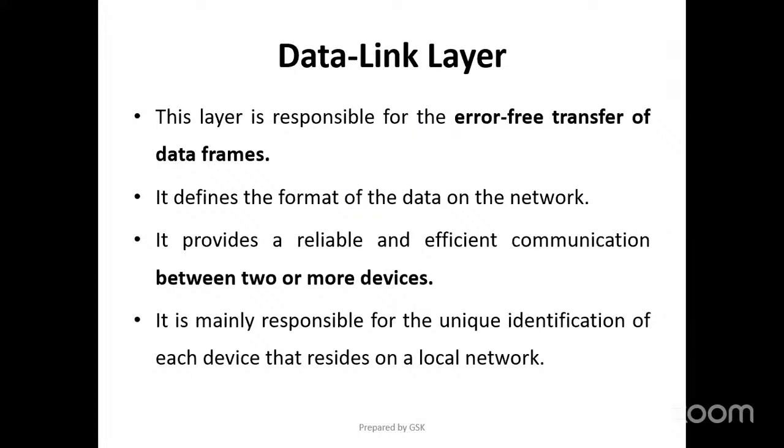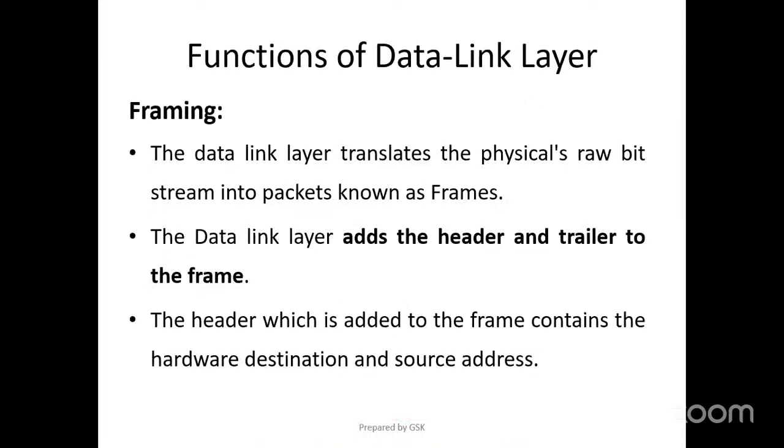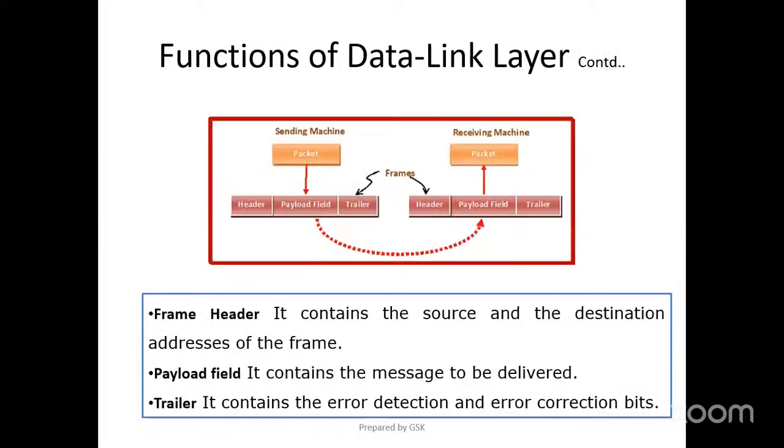The data link layer is used for error-free transmission, and the data in the data link layer is called data frames. The sublayers in the data link layer are two, LLC and MAC. Framing is one of the main functionalities of the data link layer, where data is framed in a particular format, with a header and trailer. We covered all this in our last session; we are just recalling: header, payload, and trailer.